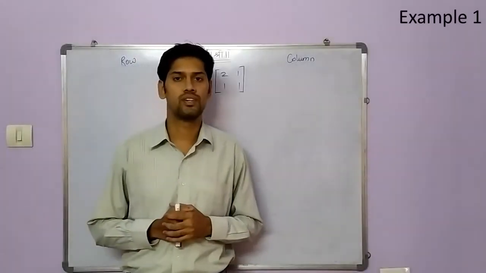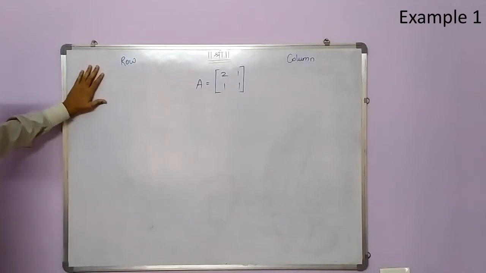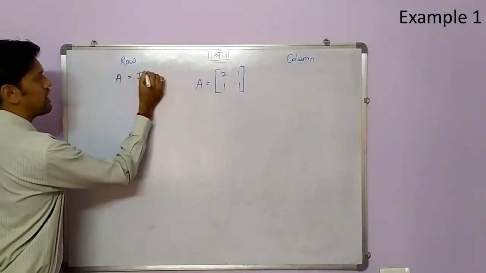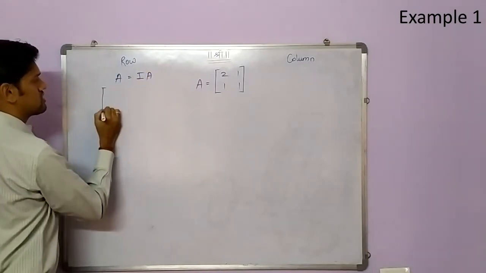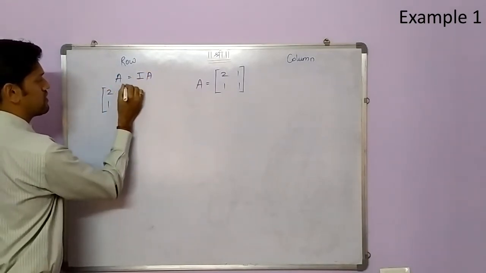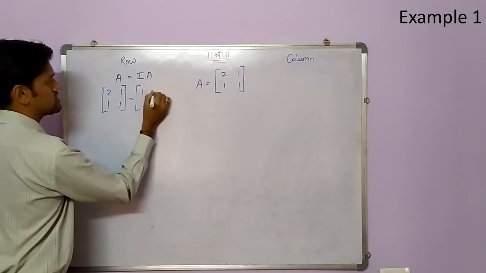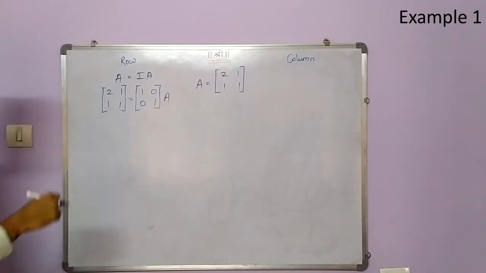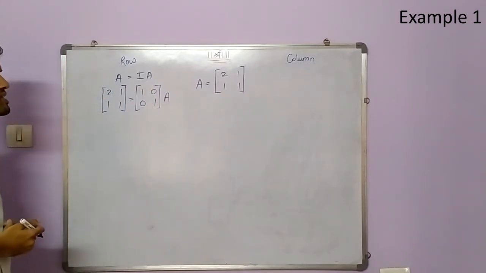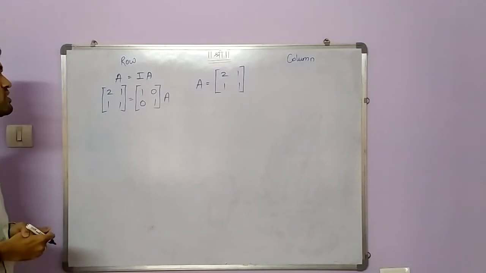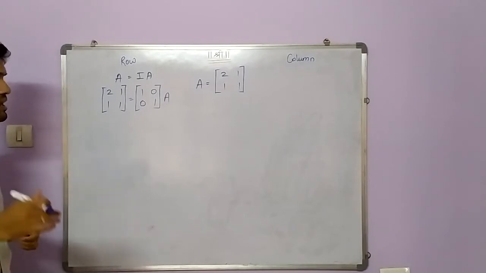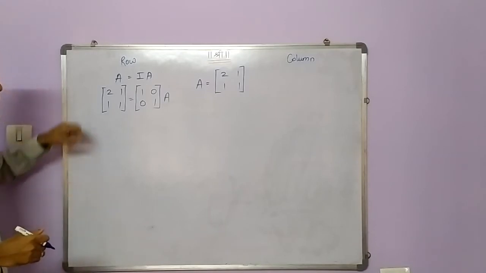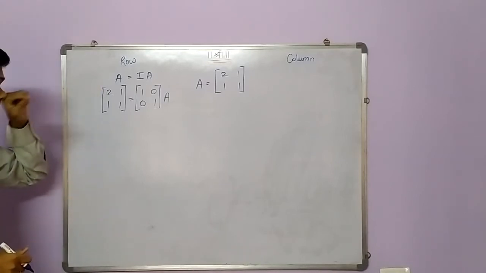We'll solve this problem first by doing row transformation. So the way I will write it is A is equal to I into A. That is, 2, 1, 1, 1 is equal to 1, 0, 0, 1. This I is always of the same order as that of A, because since the multiplication has to be carried out, it has to be of the same order. Now, as per the sequence that we have seen just now, the target is to make this 1 using row transformation.